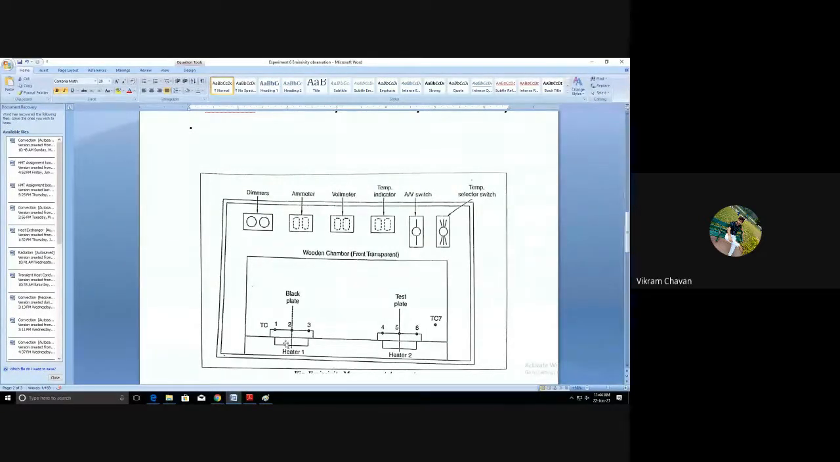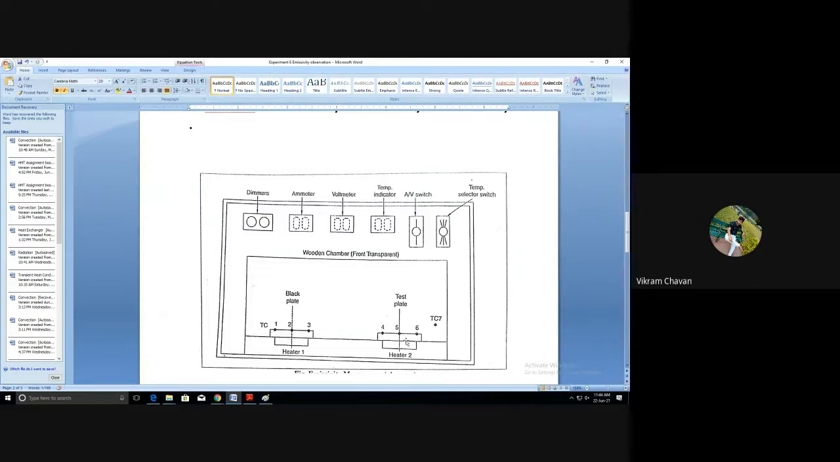So this is the first disc. The material we are considering is in the geometry of a disc, and on this disc one thermocouple is provided. Here three thermocouples are shown, but in our actual experiment only one thermocouple is provided to measure the temperature of the black surface, and a heater is connected to that black surface.